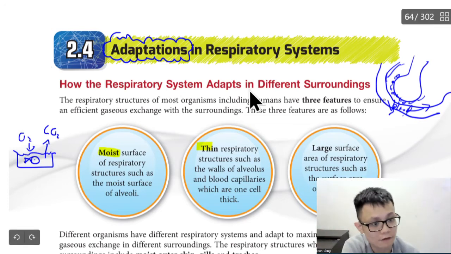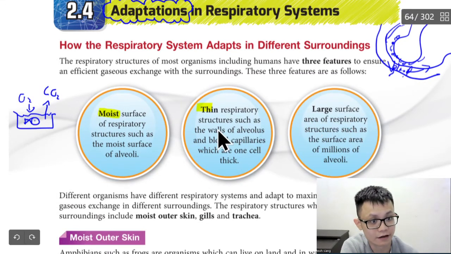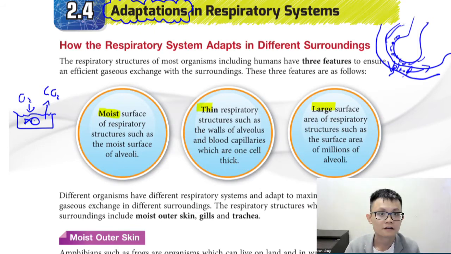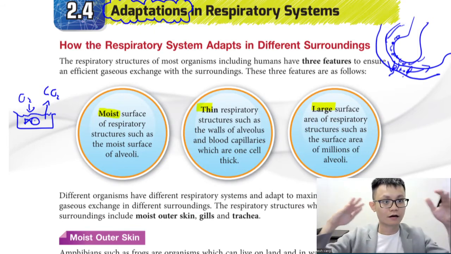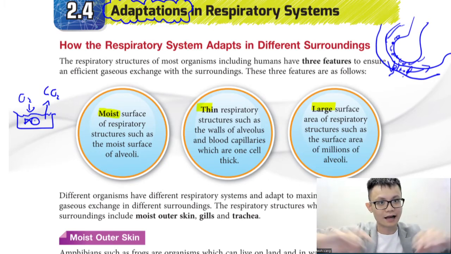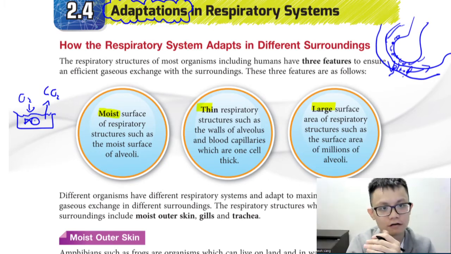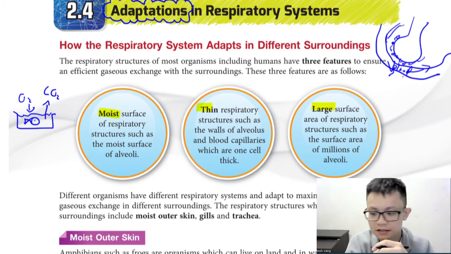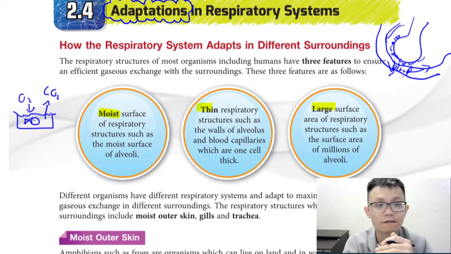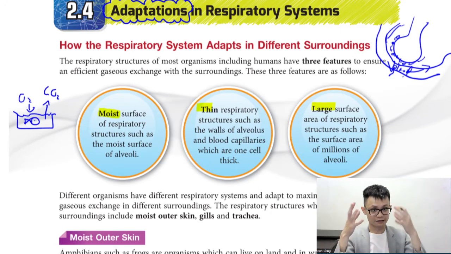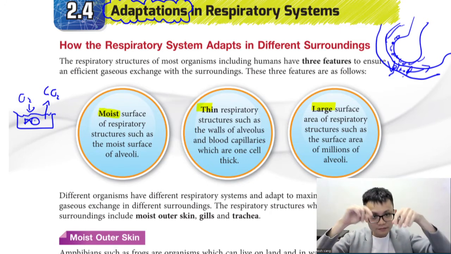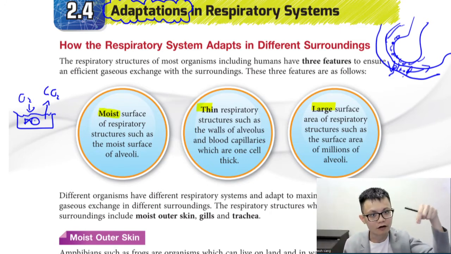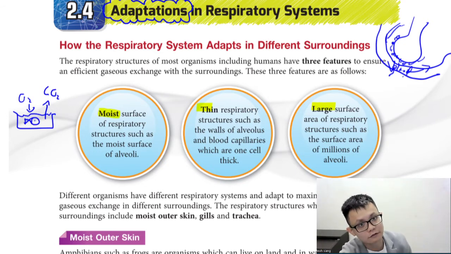Large surface area, yes. Our lung has a very large surface area. If I open your lung and put it on the floor, it will be as big as a tennis court, around 50 to 75 square meters. It means I take the lung that you and I have now, only one person, and put it on the floor, it will accumulate up to one tennis court.